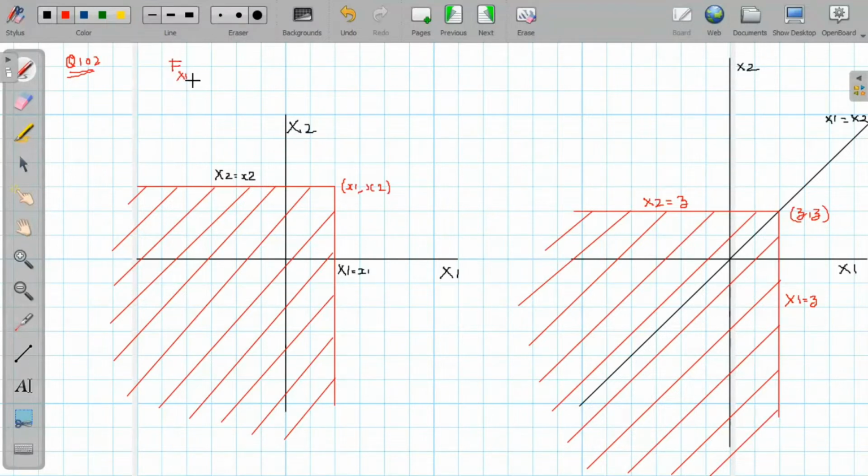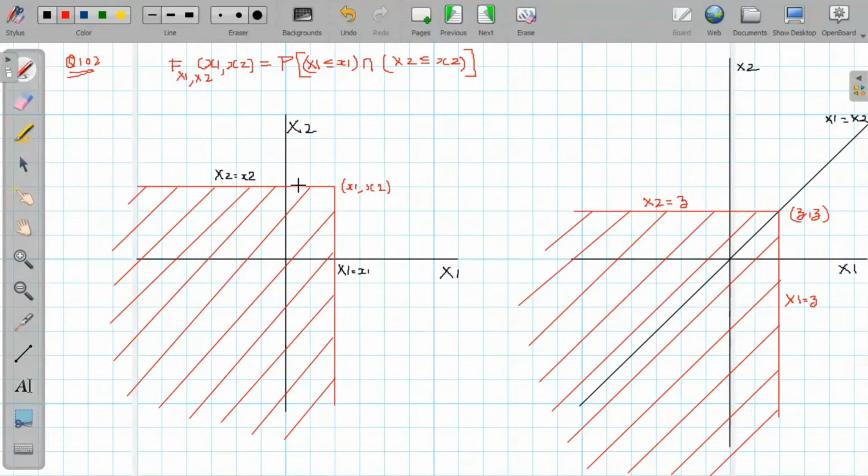We know that the CDF of x1 and x2 is represented by this mathematical expression. So this is equal to probability capital X1 is less than or equal to small x1, and for intersection, capital X2 is less than or equal to small x2.